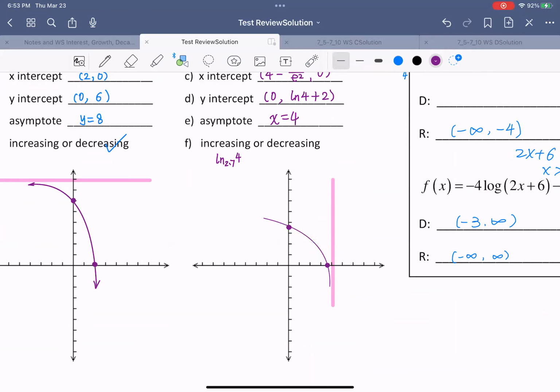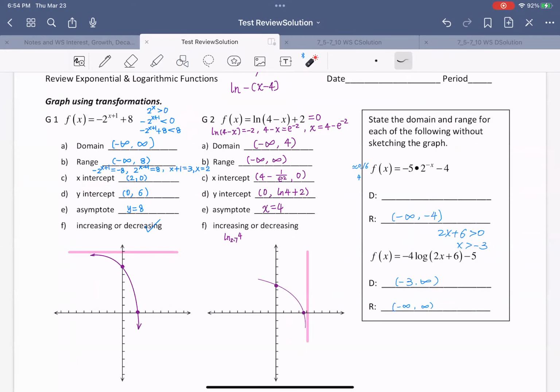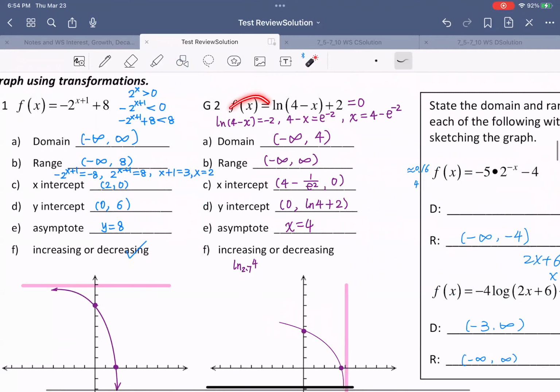Okay. Let me check students' work. Daniel, you marked the point, but you need to draw the curve. Anybody finish this logarithm graphing? Does anybody still feel confused about this graphing?